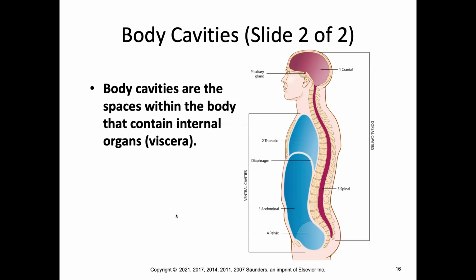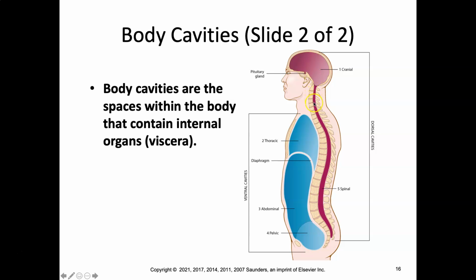All right, let's take a look. We're going to start here at the top. Your cranial body cavity has your brain and your pituitary gland in it. So cranial body cavity has your brain and pituitary gland.